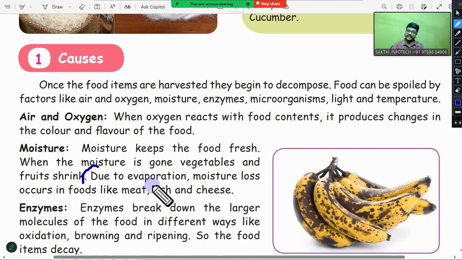Due to evaporation, moisture loss occurs in foods like meat, fish, and cheese.